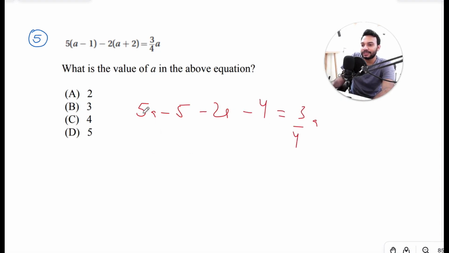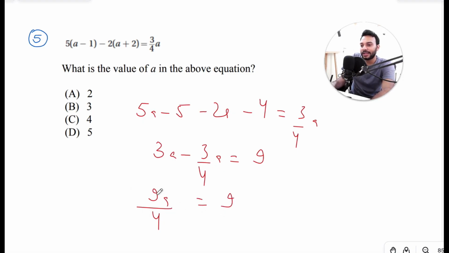Keep the a's on one side, constants on the other side. All the a's on the left hand side. 5a minus 2a is 3a, minus 3 over 4a, is equal to negative 5, negative 4. That's a negative 9. Goes to the other side, positive 9. 3a minus 3a by 4. 4 is the common denominator. 3 times 4 is 12. 12a minus 3a is 9a is equal to 9.